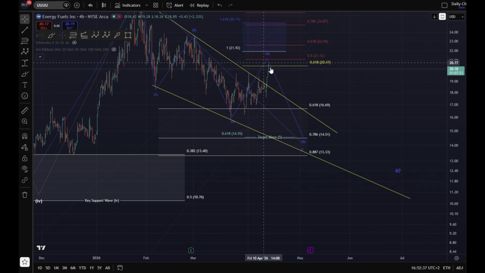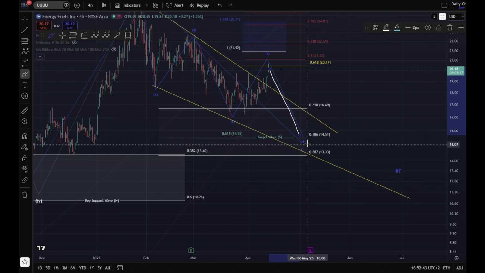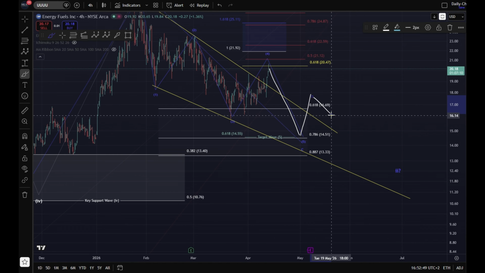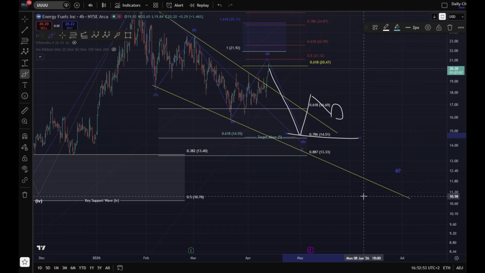But currently, as long as we hold below the $20.47, I would look here for the fifth wave down. That would be ideal. And if we get then a wave one to the upside, I would look for entries into the second wave with a stop loss below the start of wave one. Yes, that's it for Energy Fuels.